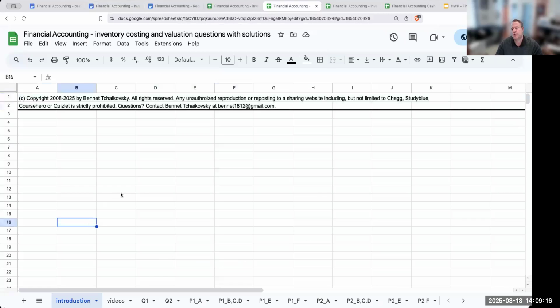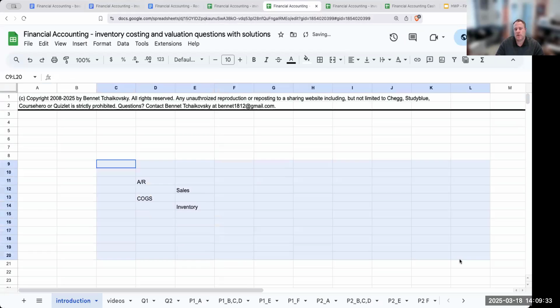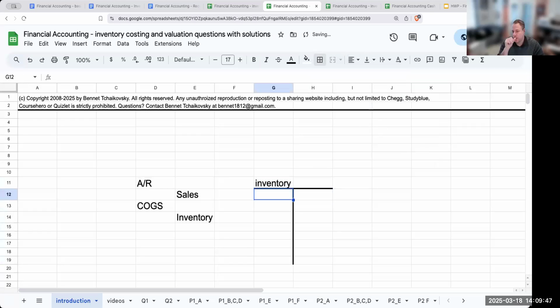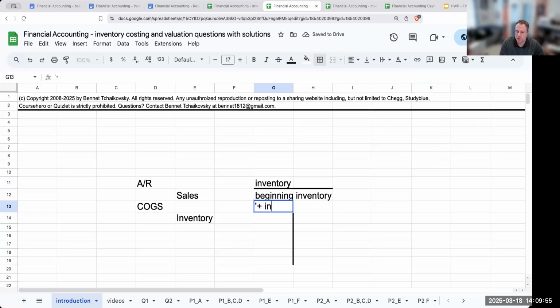So when I'm dealing with inventory costing, and if you remember back to our last chapter, when we record a sale, we've got accounts receivable, basically credit sales, we're debiting cost of goods sold, and we are crediting inventory. When we are dealing with inventory costing, what this is really referring to is our inventory account. We start in our inventory account with our beginning inventory, and then we're going to be adding in our inventory purchases.